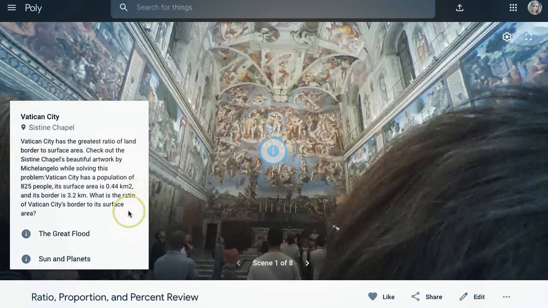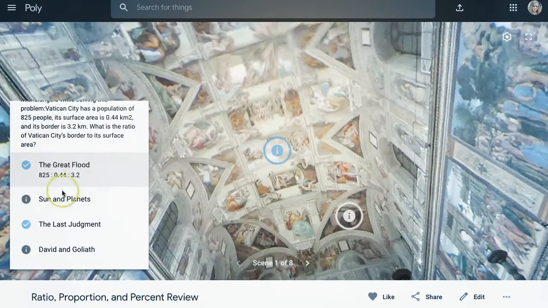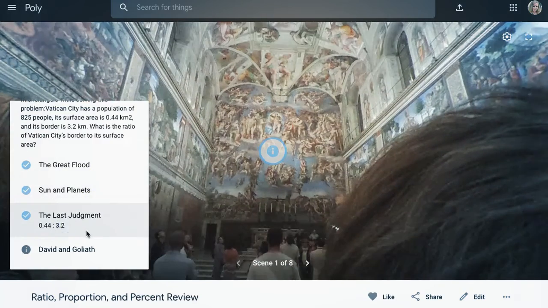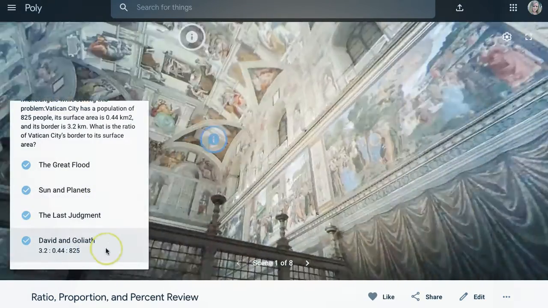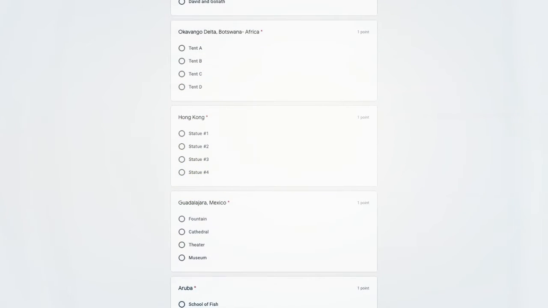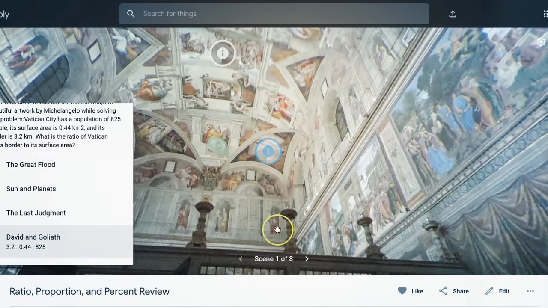Then they will have 4 points of interest to look at, and each point of interest has some type of answer in it. So when students pick that, they can see that the sun and planets is the correct answer for ratio for this. So then they would go back to their form and be able to click the correct answer at that time.